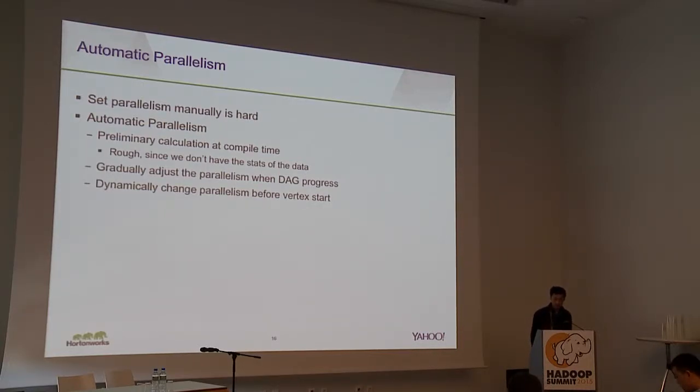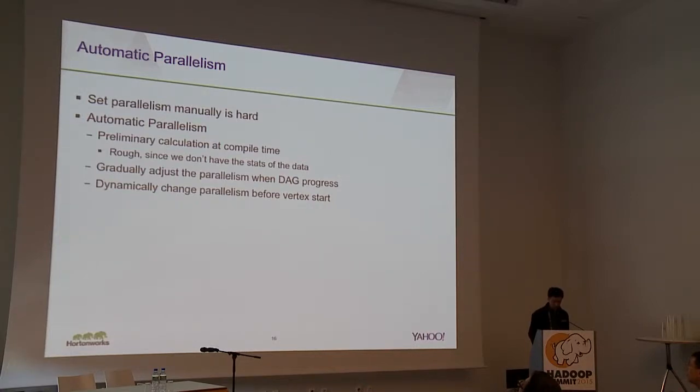So let's talk about automatic parallelism. In Pig, users can set parallelism manually in the parallel statement, or define a global default parallelism in the Pig script. However, setting parallelism manually is hard. Users usually don't have an idea how to set parallelism properly. In MapReduce, we use automatic parallelism if the user leaves the parallelism blank. And we continue to do that in Tez, and we can do it better.